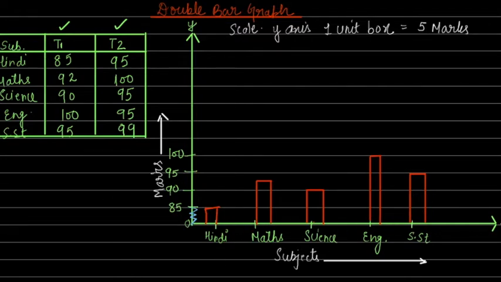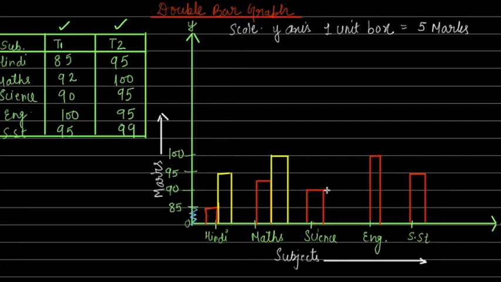Now I am changing the color to represent term 2. Hindi it is 95. So with the same bar it is going to be 95 when I am doing for Hindi. So I have changed the color, but it is representing a double bar. So this one is for term 1, right? And this one is for term 2. Similarly, if you see maths in term 2, it is 100. So I have to extend another bar here, which is for term 2 maths.